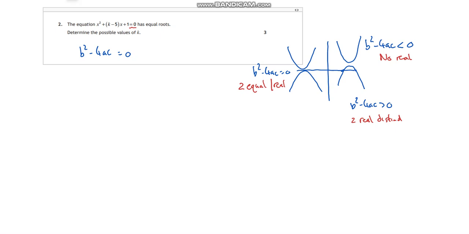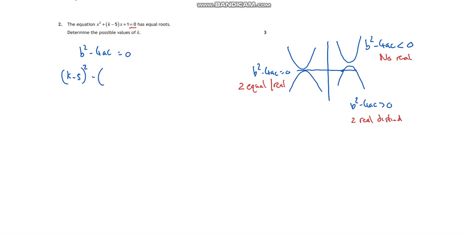Okay. So for this one, my b is k take away 5. So that's squared. And then make sure you get a bracket around this. A lot of people can make a mistake with that. So it's 4 times 1 times 1 again equals 0. Okay, so my A was the 1, that was B, and then C was the 1 there as well. If I had 1 plus K, then 1 plus K would be the C value. It's anything that's left over.